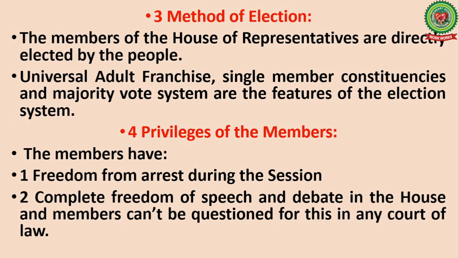The members of the House of Representatives are directly elected by the people. So it is a direct election system. Universal adult franchise, single member constituencies and the majority vote system are the features of the election system. Next is privileges of the members. The members have freedom from arrest during the session and complete freedom of speech and debate in the House, and members can't be questioned for this in any court of law.